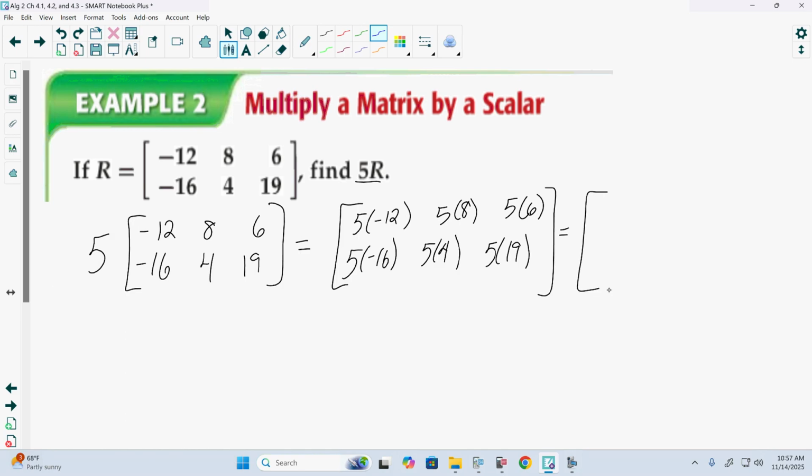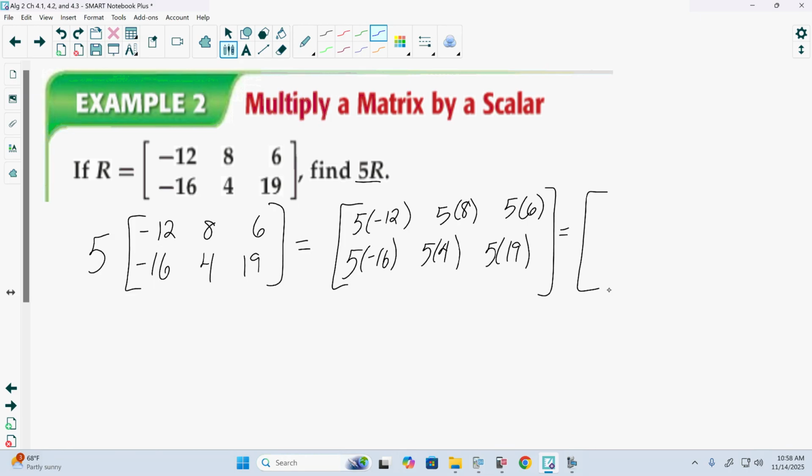And again, just doing scalar multiplication on matrices, it's almost just as fast to do it by hand. Because we could type the whole matrix R into the graphing calculator. We can set A as a 2 by 3 and do -12, 8, 6, -16, 4, 19. Second quit, 5, second matrix A, enter, and it would give it to us.